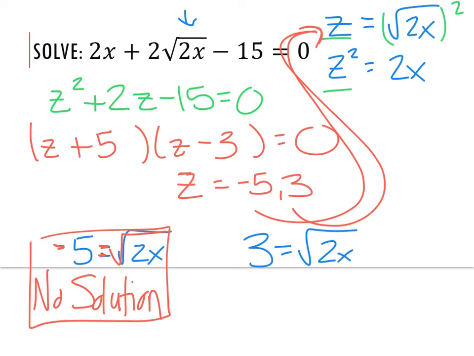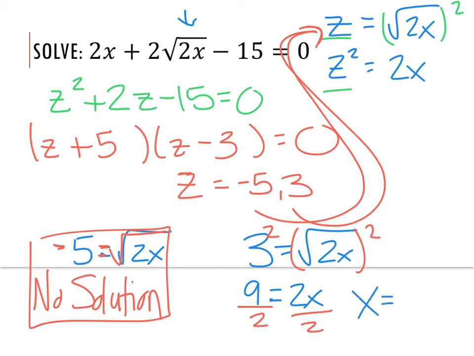This one, though, this is a positive number, so yes, I am going to square both sides. And you end up with 9 is equal to 2x. You divide both sides by 2. And so the only answer to this particular problem is 9/2.